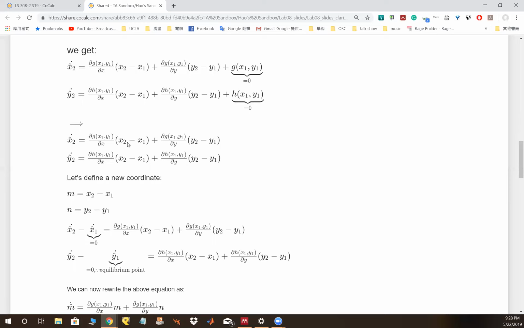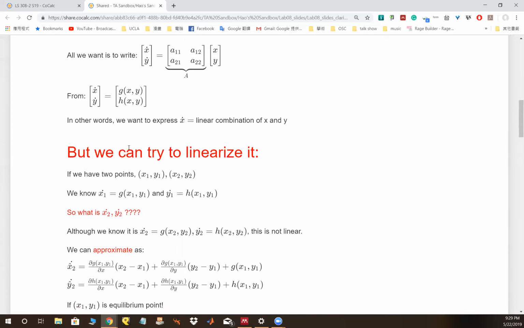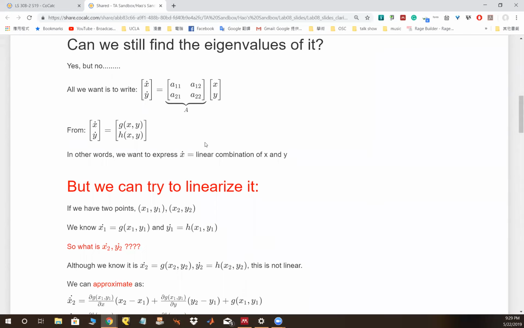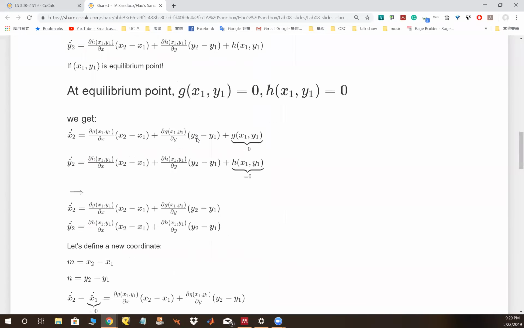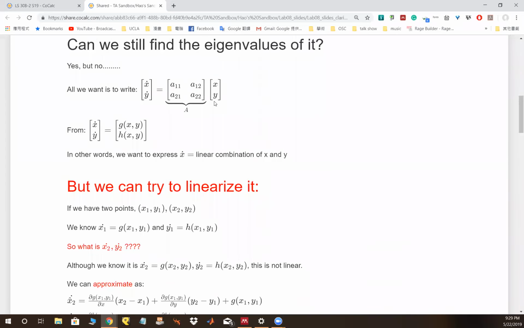By the way, x2 could be any point as long as it is nearby x1, okay? So now it looks like we have some constant multiply x2, right? x2 dot equals some constant multiply x2, and some constant multiply y2. However, there's still some redundant thing, x1 and y1. Although it is a known value, it is still annoying. It's still not the linear system form we're looking for. So now the question is, how can we take a further step to make it into this form?